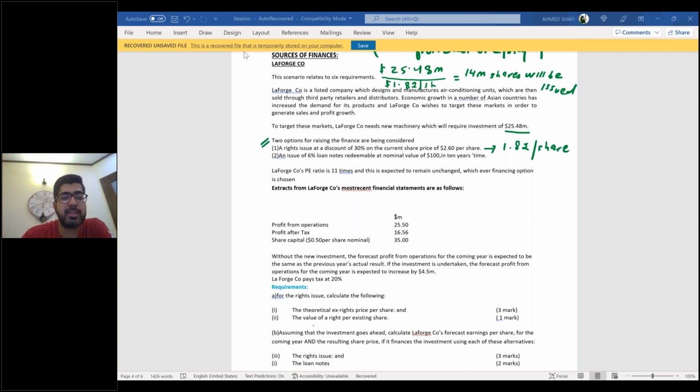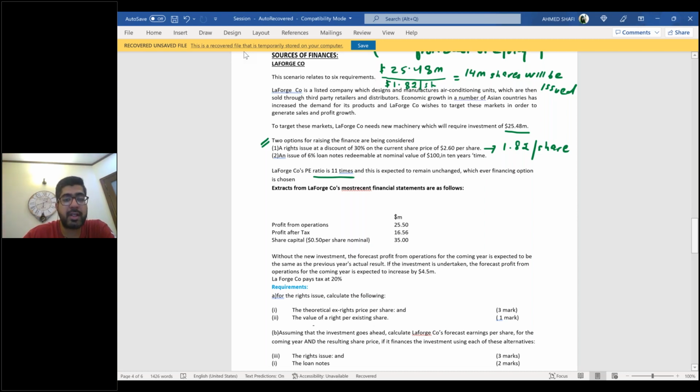The second option is an issue of 6% loan notes redeemable at nominal value of 100 in 10 years. So the second option is loan note issue. It has two options to raise finance, equity and debt. Laforge's PE ratio is 11 times. It is expected to remain unchanged whichever option is chosen.